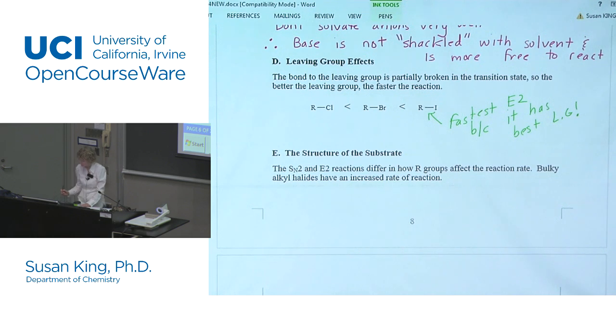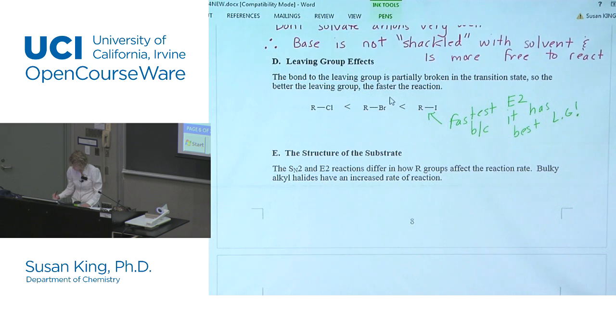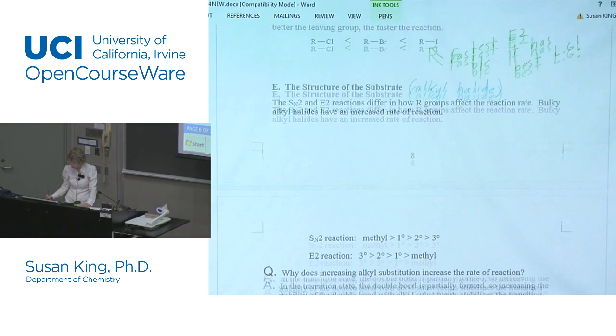So when I say substrate, I'm talking about the alkyl halide. SN2 and E2 reactions differ in how R groups affect the reaction rate. Bulky alkyl halides have an increased rate of reaction. So this is not the same trend as SN2. So SN2, we want the least hindered, right? And in E2, we want the most hindered. The most hindered is going to be faster, and it's going to slow down the rate of an SN2.